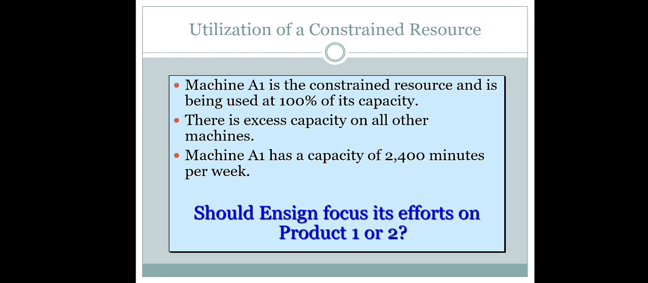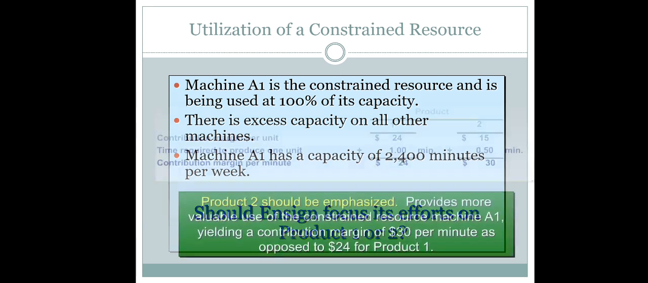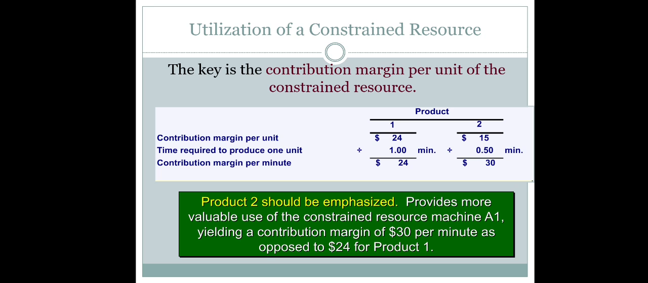This is the constrained resource. The constrained resource is the machine. The machine only has 2400 minutes of capacity per week. So how do you make the analysis? The first step is to calculate the contribution margin per unit of constrained resource. In this question, the unit of constrained resource is the machine minute. So you calculate, for 1 machine minute, how much the contribution margin is for product 1, and how much it is for product 2.